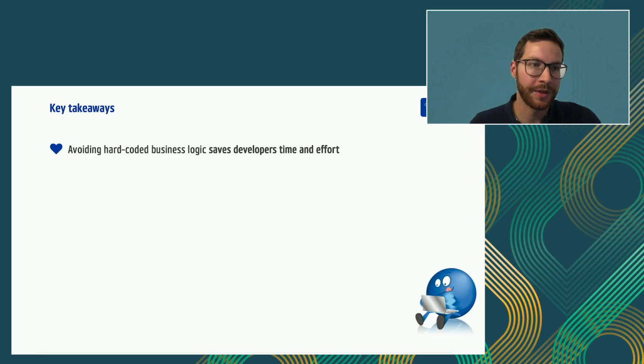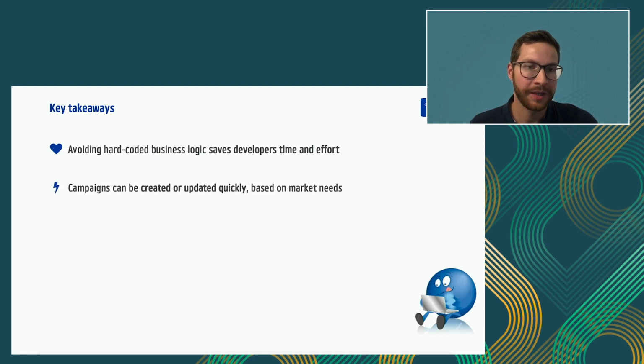So as you saw in the demo, by avoiding hard coding these business rules, we can save a lot of time and effort. Then we can create and update campaigns pretty quickly. Also keep in mind that the example in the demo was pretty simple. It was just two placeholders, a greeting and a discount amount. But in our actual system, the campaigns are much more complex. They can consist of JSON files with all kinds of decision logic, and as Mathieu explained earlier on, target groups and all kinds of stuff.